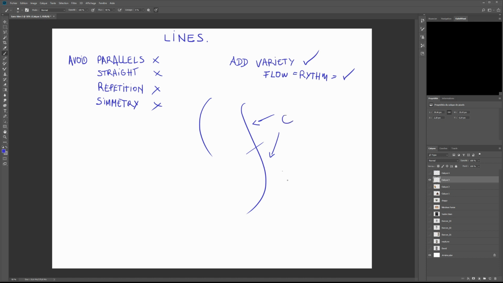But there's an inverted one. So I'm gonna talk sometimes about S curves and some C curves. Just remember this. Okay, so let's dive in. Just try to note all of this.